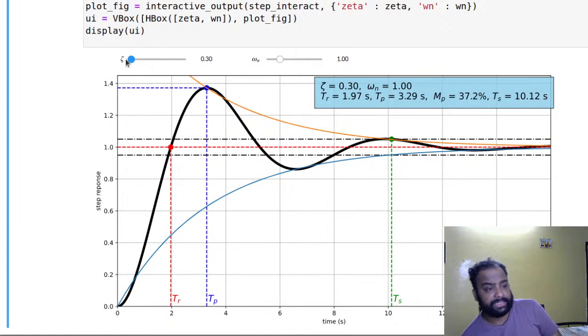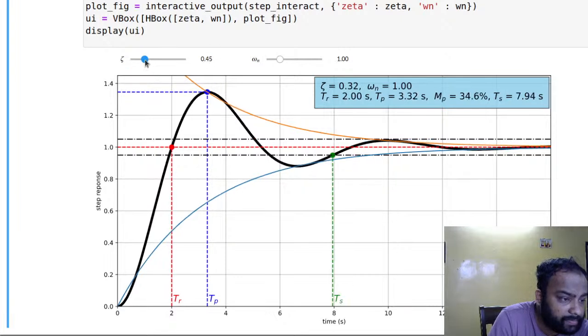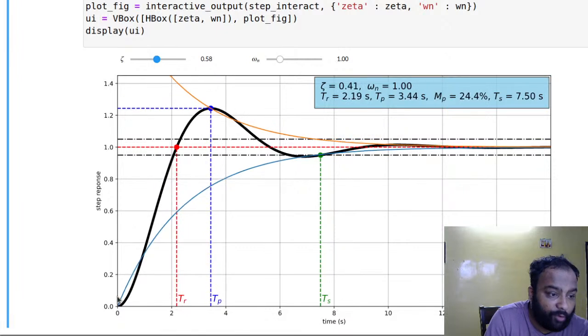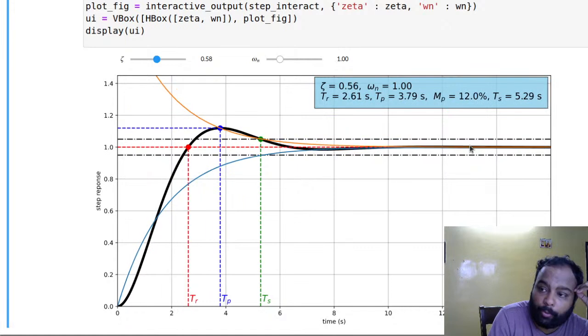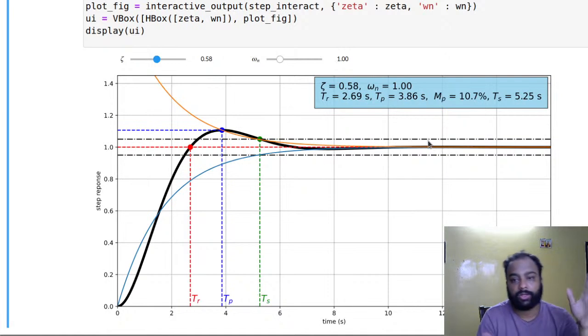As I increase zeta, what is happening? The transient decays faster, right? Before t equal to 0, the output was 0, and after a long time has elapsed, the output has become 1. Look very carefully. The output changes between those two values. That's the transient. And if the damping ratio is higher, then what is happening?